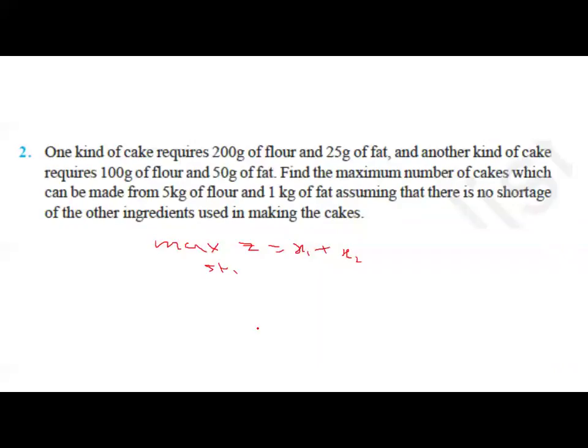First, in terms of flour. Each cake of type 1 requires 200 grams of flour, so 200 x1 is the amount of flour required for cakes of type 1. Each type 2 cake requires 100 grams of flour, so 100 x2 amount of flour is required there. And this has to be less than or equal to how much? 5 kgs. What is 5 kgs? 5,000, right? Remember, those are in grams. This is in kgs.